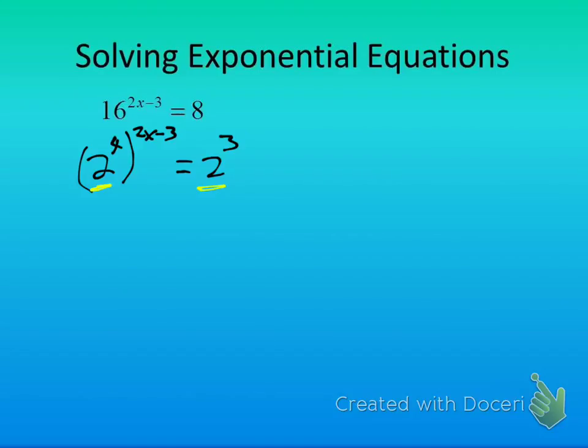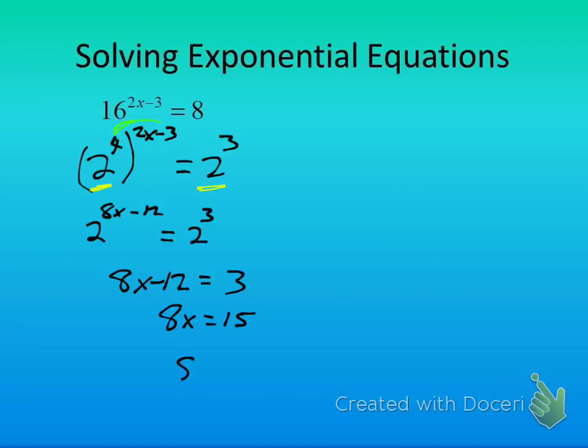Everybody see that? Distribute the 4 through. Which gives you 2 to the 8x minus 12 equals 2 to the 3rd. Set your exponents equal. Add 12. And divide by 8. So x equals 15 eighths.